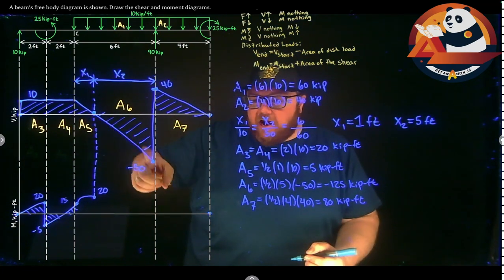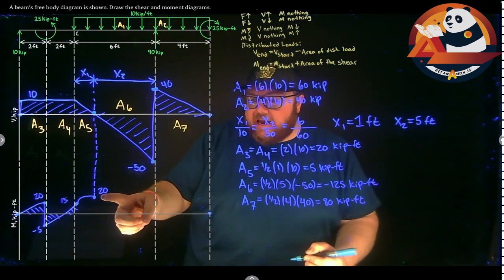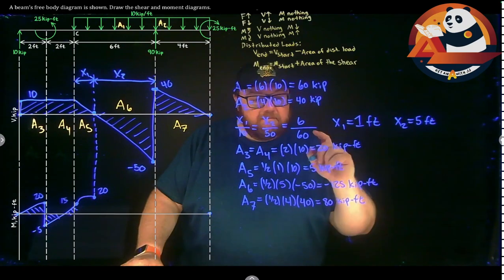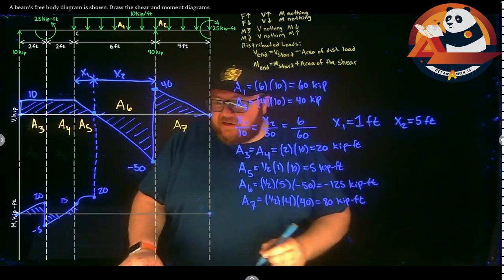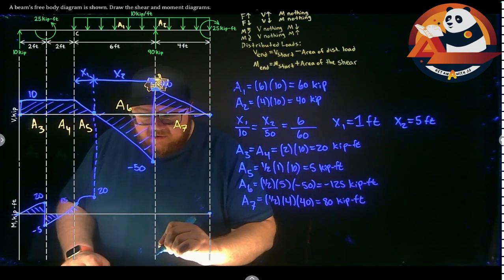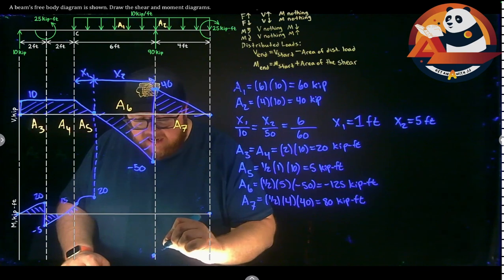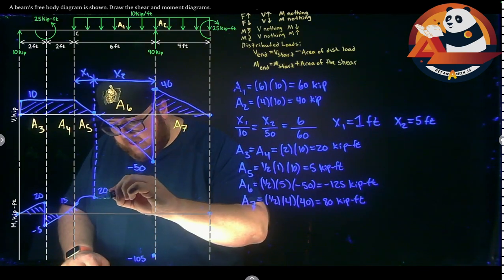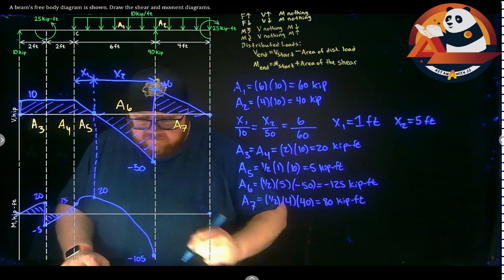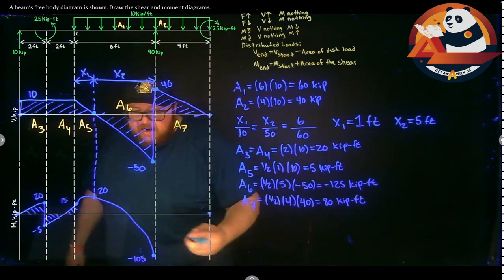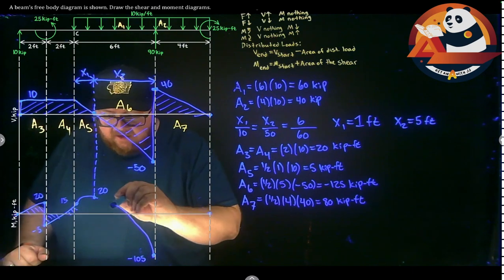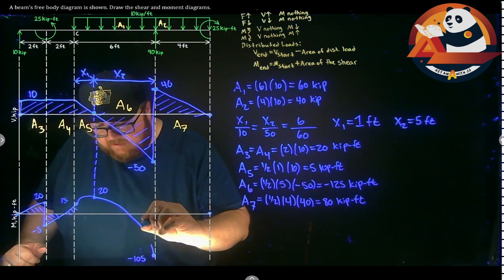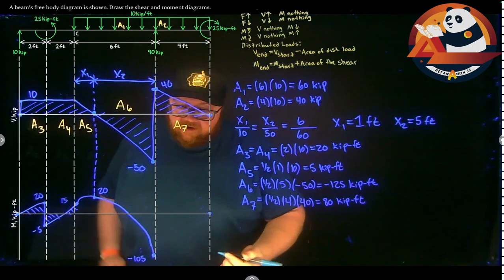We'll fall down by area 6. My moment at the end of area 6 is the moment at the beginning of area 6, 20, plus area 6. 20 minus 125 is going to get me all the way down here at negative 105. And we'll plot out a parabola in there. And then finally, let's try to make that look a little bit nicer. I don't know if I succeeded there.